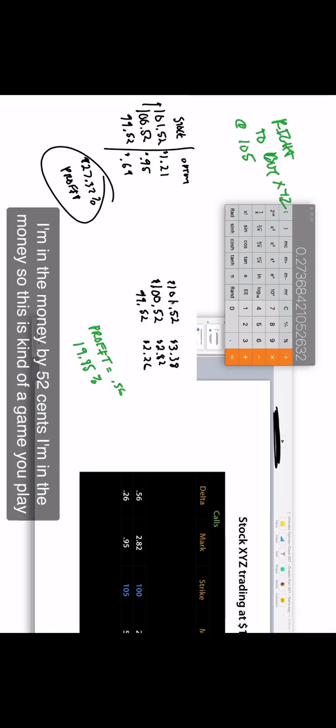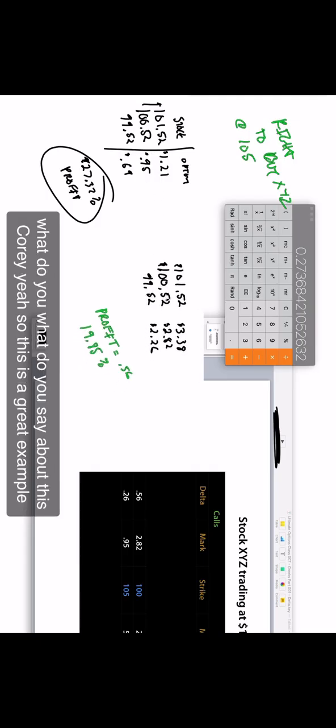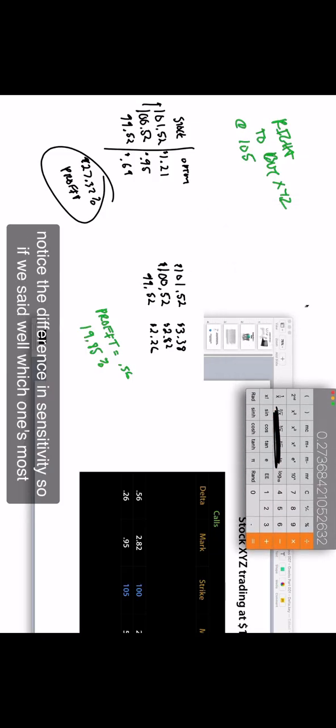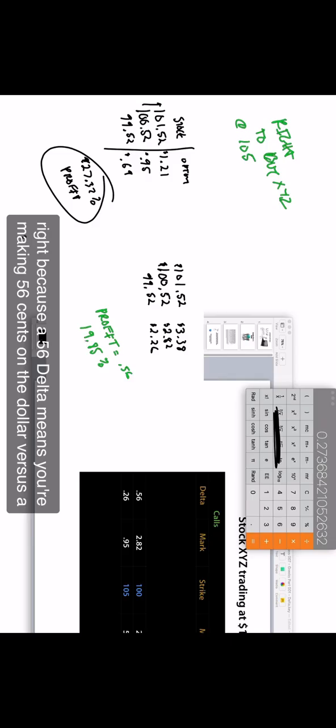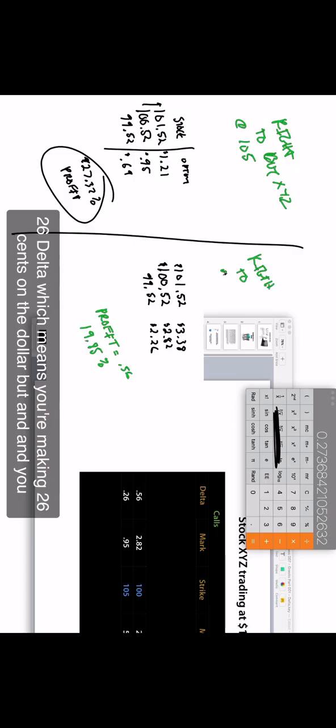Okay, on this one though, if it goes up $1, I'm in the money by 52 cents. I'm in the money. So this is kind of the game you play. What do you say about this, Corey? Yeah, so this is a great example. Notice the difference in sensitivity. If we said, which one's most sensitive? Then it's the higher delta position, right? Because a 56 delta means you're making 56 cents on the dollar versus a 26 delta, which means you're making 26 cents on the dollar.